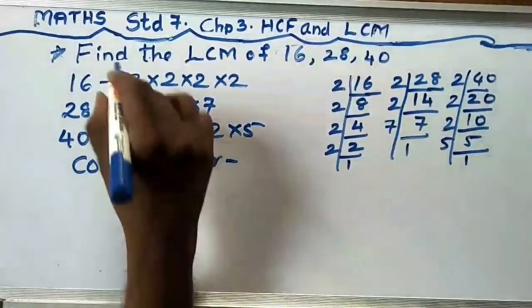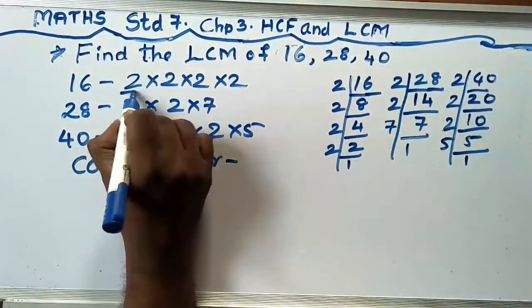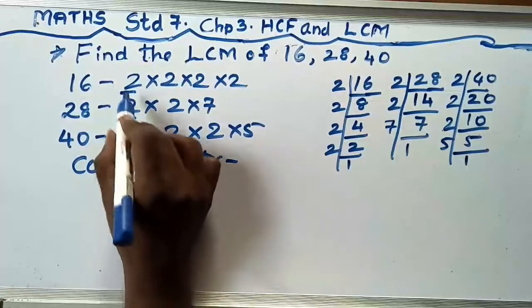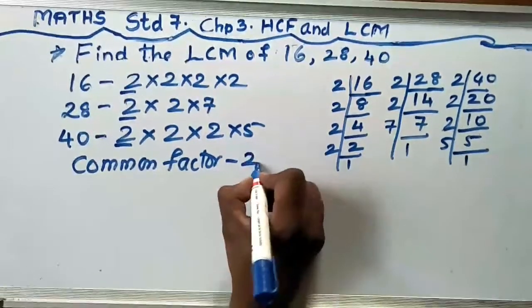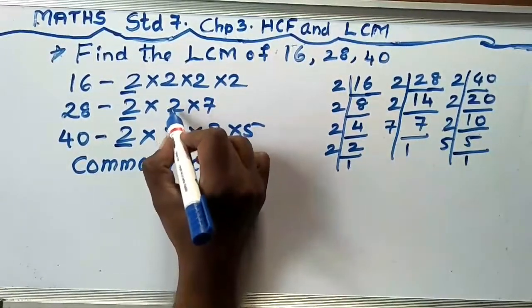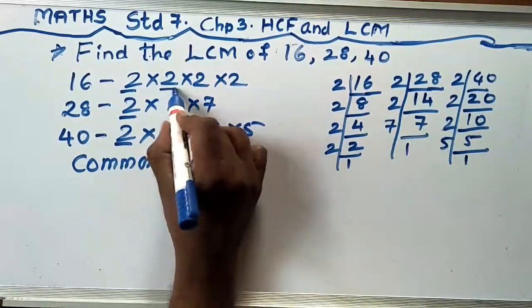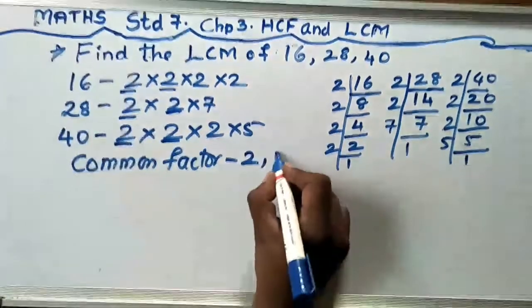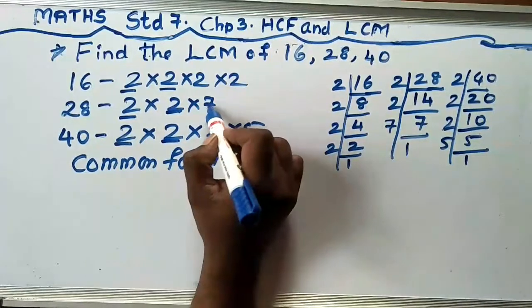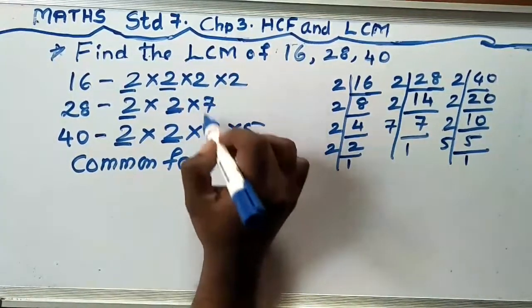First common factor in all the three. I'll underline 1, 2, 3. In all the three, 2, 2, 2, I write here 2. Then again 2, 2, 2. In all the three, 2 is common here. Again I wrote 2. Here 2 is not there. So no common in all the three.